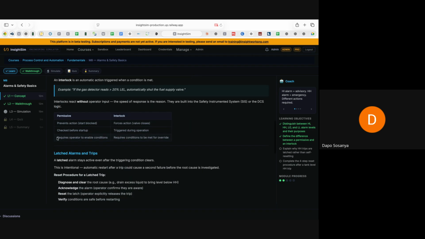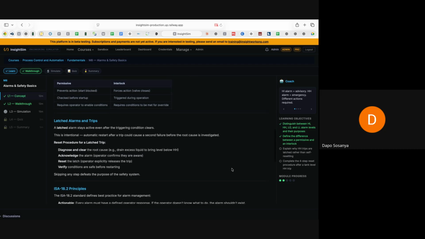So this requires the operator to enable conditions, and this requires conditions. The physical interlocks will clear by themselves once the condition returns back to safe limits, right? Okay.